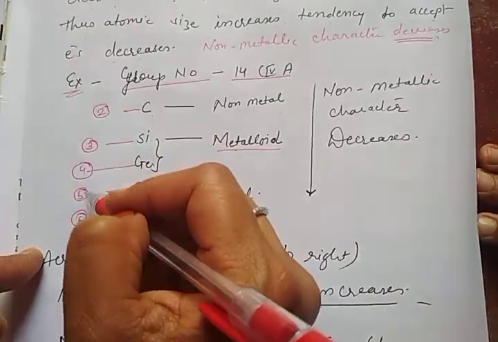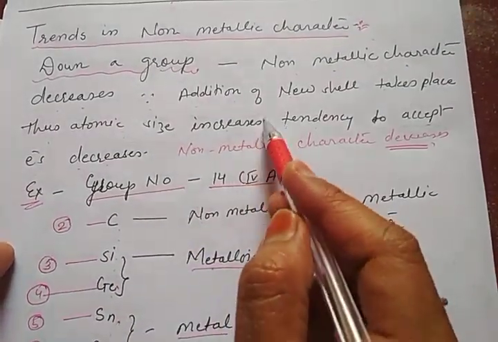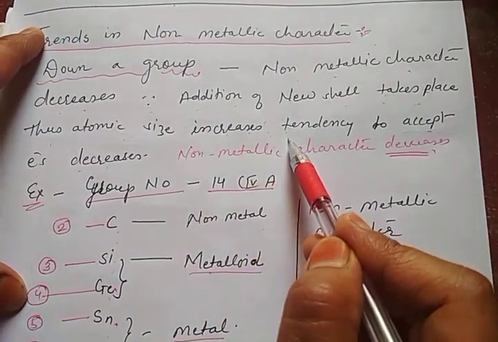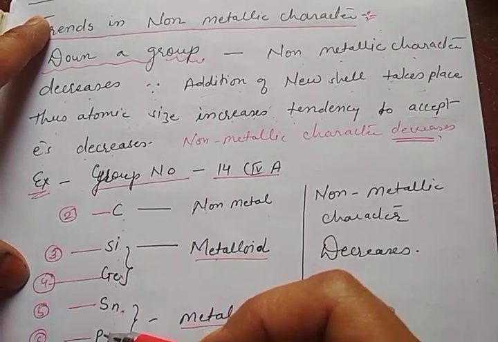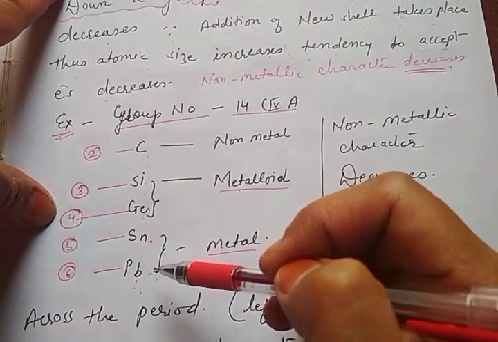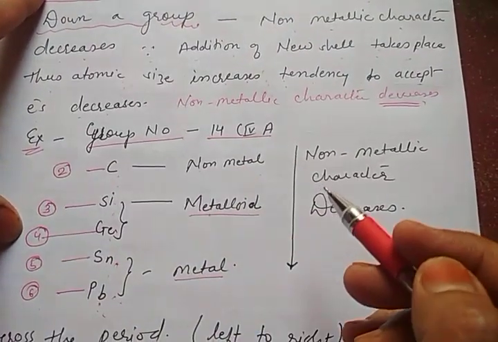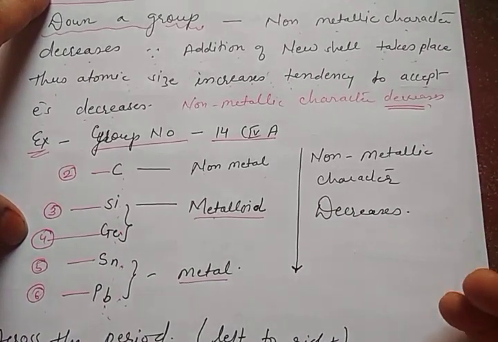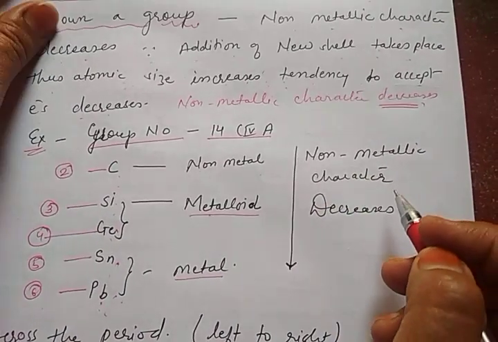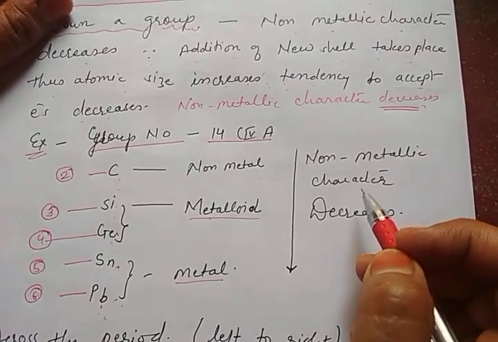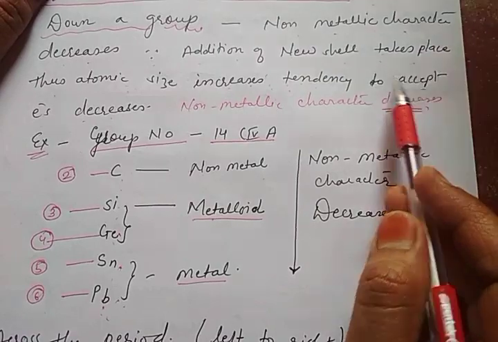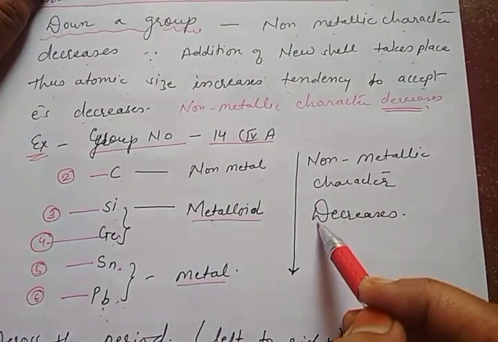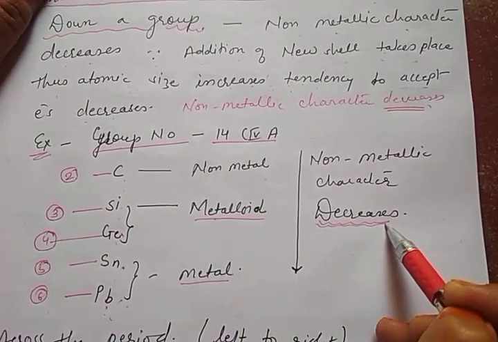So as we move down the group, new shells are added. Due to that, the atomic size increases and the effective nuclear charge decreases. Though the atomic number increases down the group, the effect of the nuclear charge goes on decreasing because of the addition of new shells, and thus the tendency of an element to accept electrons decreases. Thus the non-metallic character decreases down the group.